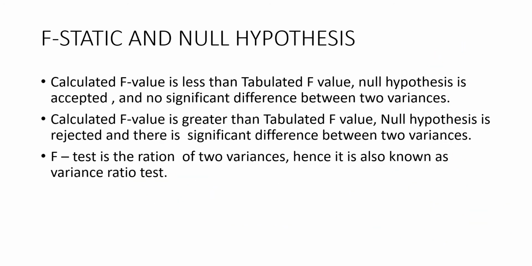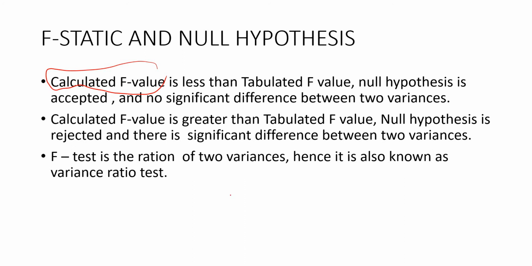Fine, you understood. See, F statistics and null hypothesis: if you understand, calculate the F value. You will calculate the F value, and if it is less than the tabulated value, where the tabulated value means you can get it from the F distribution table for the corresponding degree of freedom. If the calculated F value is less than the tabulated F value, the null hypothesis is accepted and there is no significant difference between the two variances.